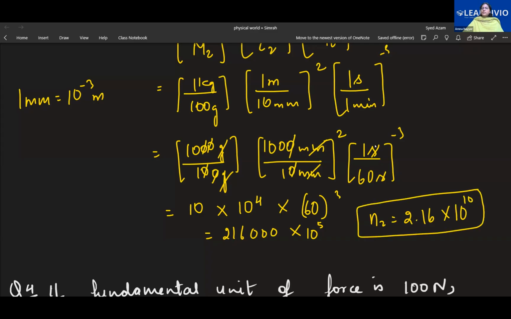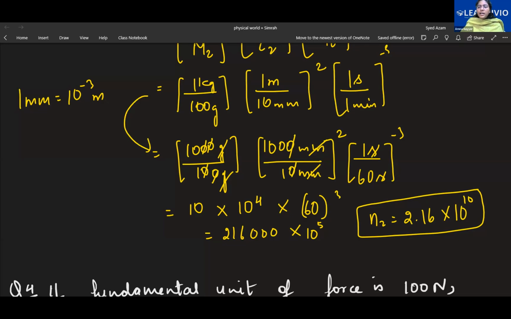This is the answer. If the new system was not given, we would have got a different value. Power would have been something else. We know how much is 1 joule, how much is 1 second. So that is different. You get this if a different system is given. If you have a new system, first follow the instructions given by the question, and once you reach this step, then you go by the same method as we have solved.